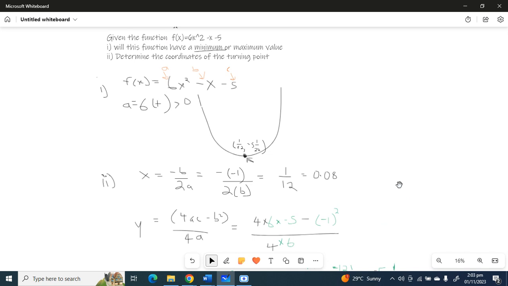So basically, step one, you first determine if we have a minimum or a maximum value. And for the coordinates of the turning point, just remember these two formulae. Other times, if you don't want to use this formula for y, just use this x value and put it into the original function, and that will give you your y value. Okay, just in case maybe you forget this formula here.